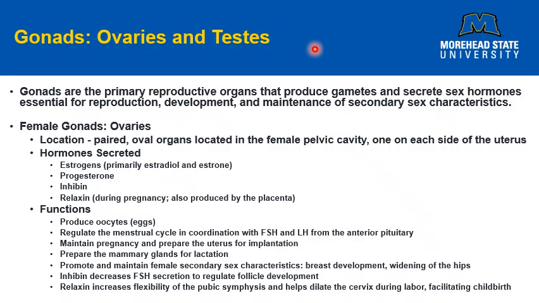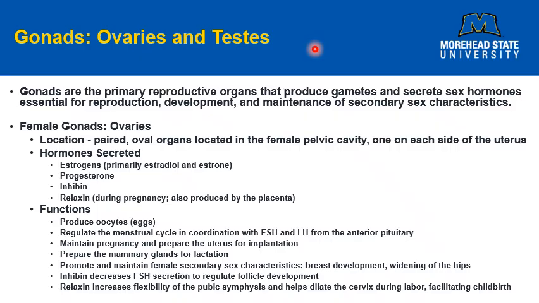When we're looking first at female gonads, so ovaries, which I'll be talking about, these are paired oval organs located in the pelvic cavity of the female, one on each side of the uterus. Now, these secrete four hormones: estrogens, which I'm sure you know, progesterone, inhibin, and relaxin. Estrogens, it's not just one, are primarily estradiol and estrone. Relaxin is interesting because when you're pregnant, the placenta becomes almost like another organ that releases hormones, and it's actually relaxin that the placenta releases.